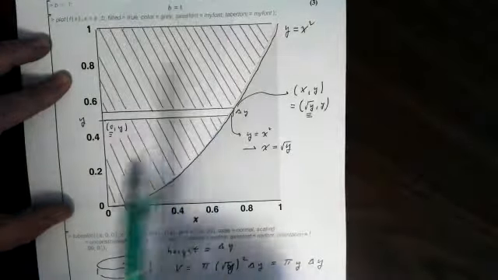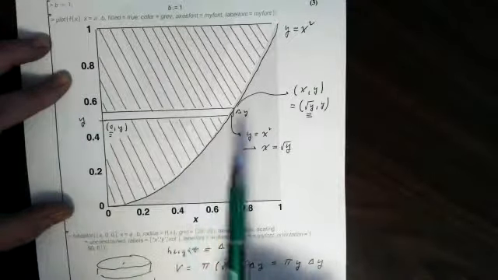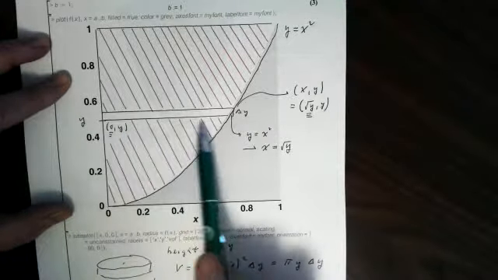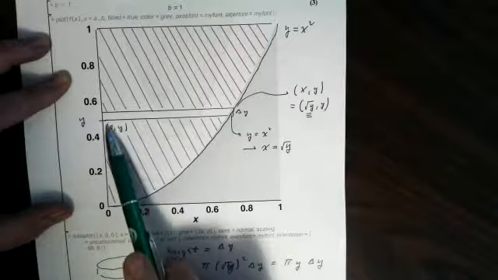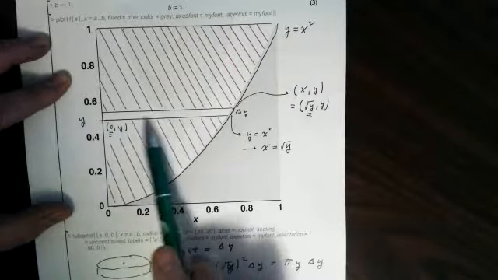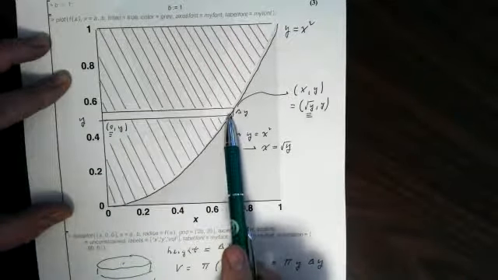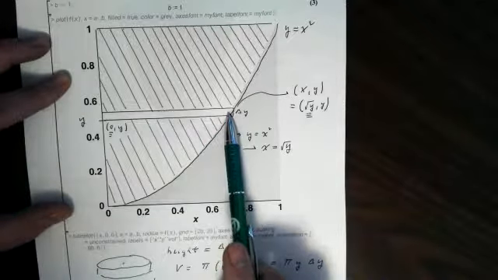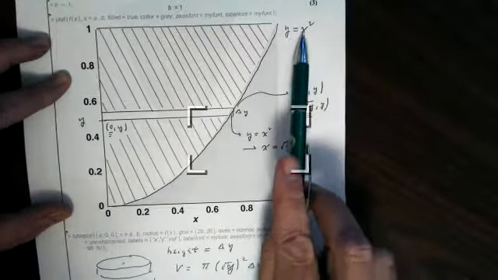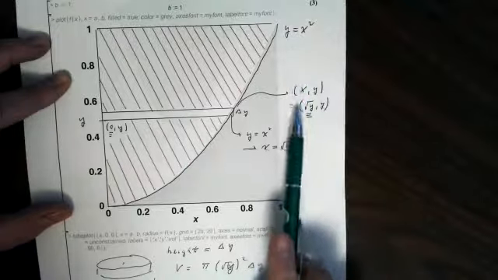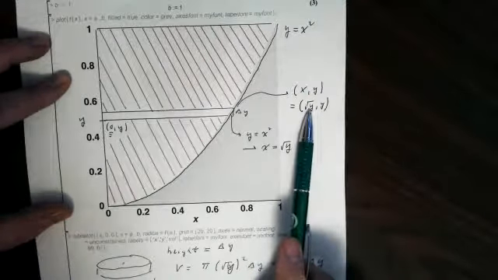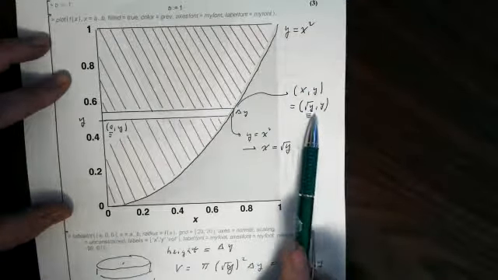Probably the hardest step in the process for something like this when we're revolving around the y-axis is getting the radius down. So here, the x value was 0, and here the x value was dependent upon y. And how we got that x value is we took the graph y equals x squared and we solved that for x, which gave us the square root of y.